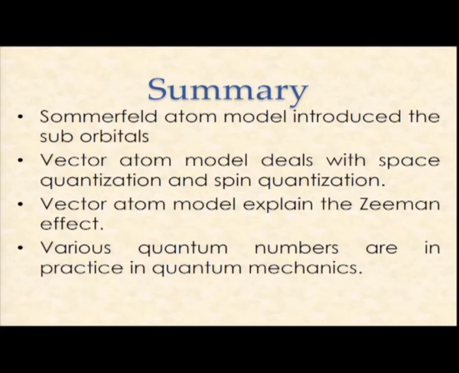So, in this lecture we have learnt about the Sommerfeld atom model. This atom model introduced the sub-energy levels. The vector atom model introduced the orientation of the orbit in space and the concept of spin for electrons, the orientation of the spin of the electron in space. All these things are explained by the vector atom model. Then the vector atom model explains the Zeeman effect, which we are going to see in the next lecture.